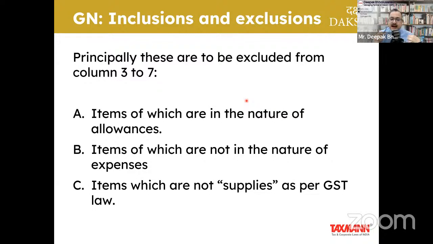First. Second, items which are not in the nature of expenses. And third, items which are not at all called as supply. Those may be expenditure. Let's say, for example, salary, if I talk about. Salary is an expenditure, but because of Schedule 3, it is not a supply. So again, those items need to be excluded as well.